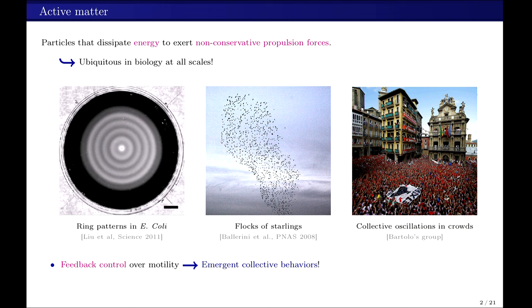Another example is at the human scale, the emergence of collective oscillations in crowds. That's something that has been studied, for example, by the group of Denis Bartholomew. The key element here is the fact that there is a feedback control over motility. So I look at the agents around me, and based on that, I decide how to update my motion rules.